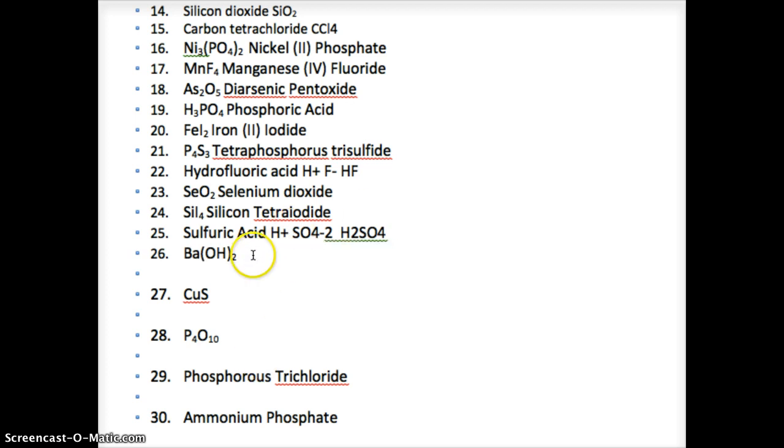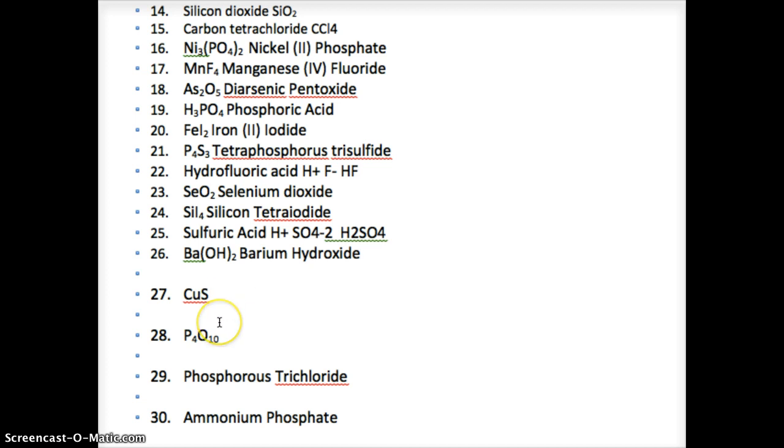Number 26, barium is a metal, so we're going to name this ionically. So barium's the first substance. OH is hydroxide. Find that on the polyatomics on the bottom of your periodic table. Nobody requires Roman numerals. You're done.